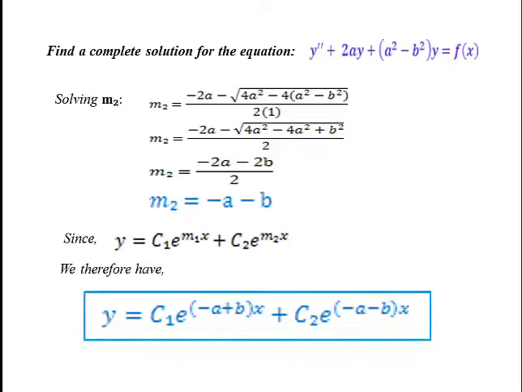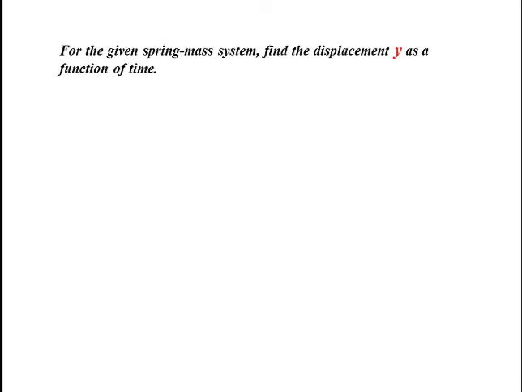For problem number 2, for the given spring mass system, find the displacement y as a function of time, given the weight equals 40, k equals 20, y sub 0 equals 2, and v sub 0 equals negative 8.